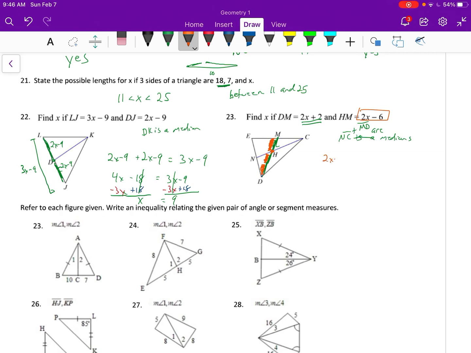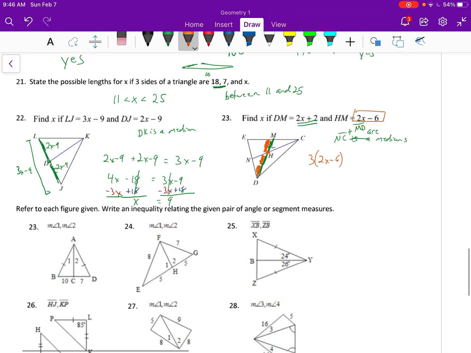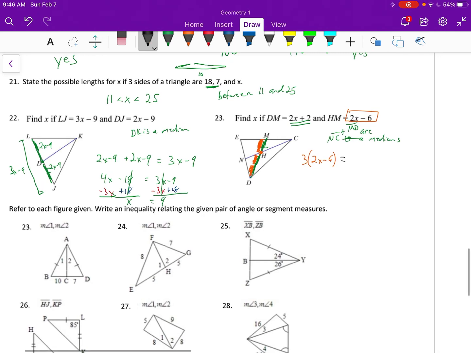So we could say 2x minus 6 times 3 has to equal the 2x plus 2. And then we just solve. So we have 6x minus 18 equals 2x plus 2. We'll go ahead and subtract 2x from both sides. 4x minus 18 equals 2. We'll add 18 to both sides. We get 4x equals 20. So x has to equal 5.